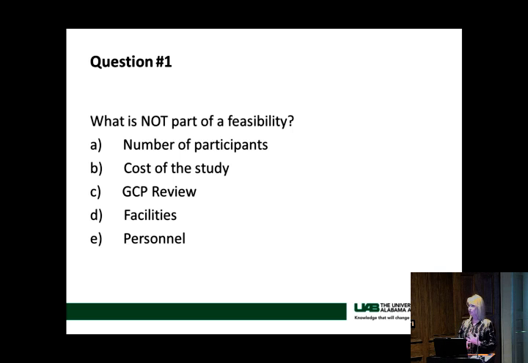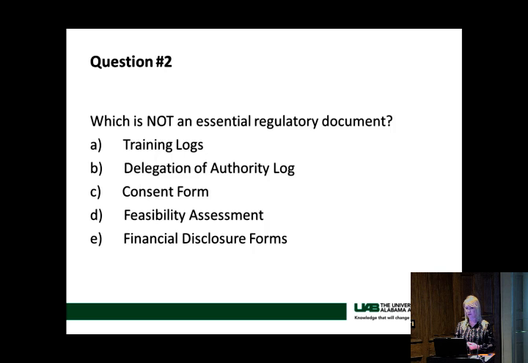So you always need to check if you've got enough participants. You always need to look at how much your study is going to cost. You need to know if you've got the place to do it. And you need to know if you have the personnel. We need to know our GCPs, but you don't review that and have that as part of your feasibility. All right, which is not an essential regulatory document? Feasibility assessment. That's correct. It is not an essential regulatory document.